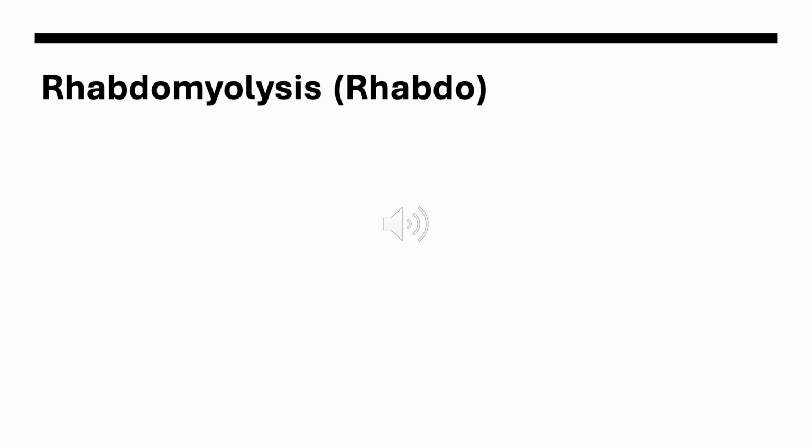So signs and symptoms, your patient will have tea-colored urine. They'll also complain of muscle pain and weakness. That I feel like is usually the most common symptom. Also patients who are all of a sudden having falls and complaining of weakness. And if you look in their history and they might be on a statin, that's something to consider.